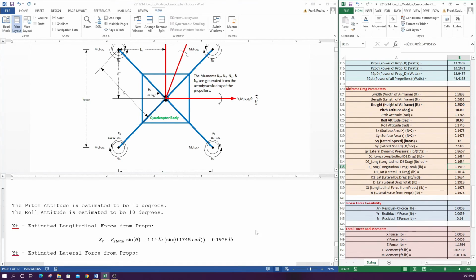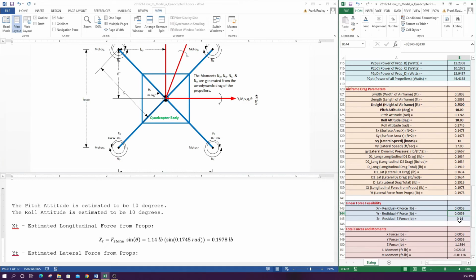So the estimated longitudinal force from the props, we know our total thrust is 0.114 pounds. That times the 10 degrees is 0.1978. So that's over here. So we have a slight, at 16 knots, we're computing that this aircraft might be able to go up to 16 knots. So we're computing we have a slight residual X force and Y force, and residual Z force. So this is how we're saying it's feasible that this aircraft may be able to go up to 16 knots.